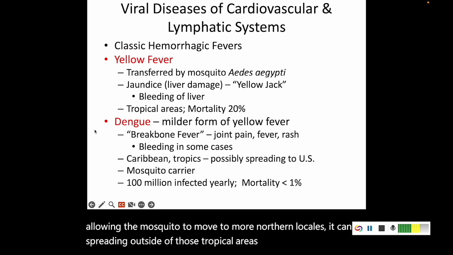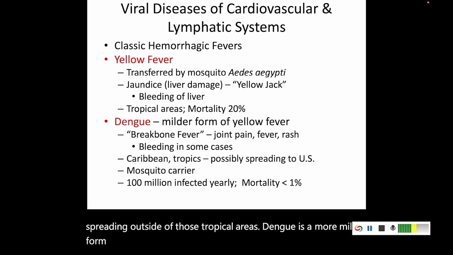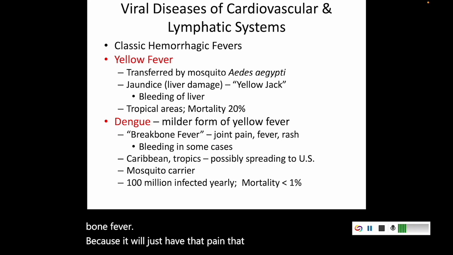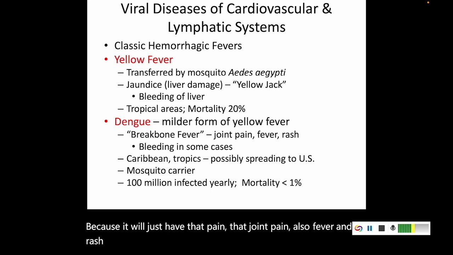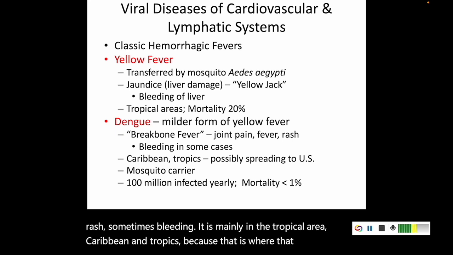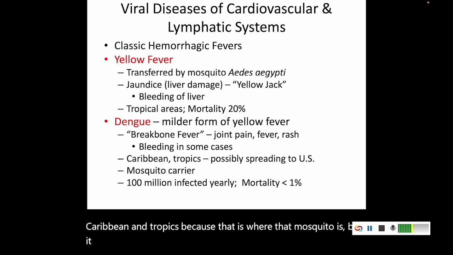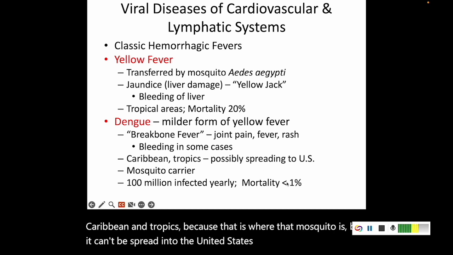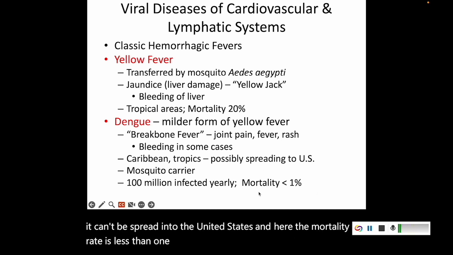Dengue is a more mild form. It also has a mosquito carrier. Sometimes it's called breakbone fever because it will have that joint pain. Also fever and rash, sometimes bleeding. It is mainly in the tropical area, Caribbean and tropics, because that is where that mosquito is, but it can be spreading to the United States. And here the mortality rate is less than 1%.